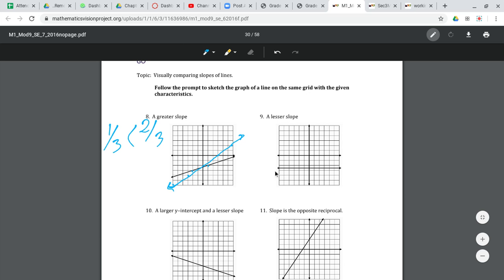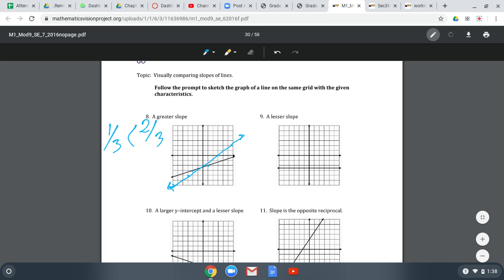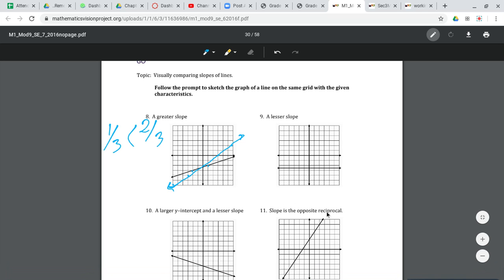So a lesser slope. First figure out what the slope of the line that's given is. For 10, a larger y-intercept and a lesser slope. So it's got two parts to this. You have to have a larger y-intercept, so that means it'll be higher up on the y-axis, but a lesser slope, so that means it should be a smaller fraction. And then 11, the slope is the opposite reciprocal, which means that you're going to have perpendicular lines.